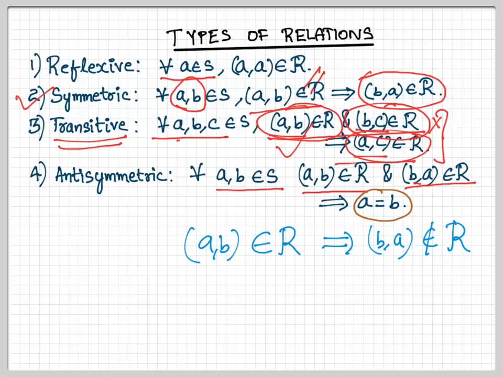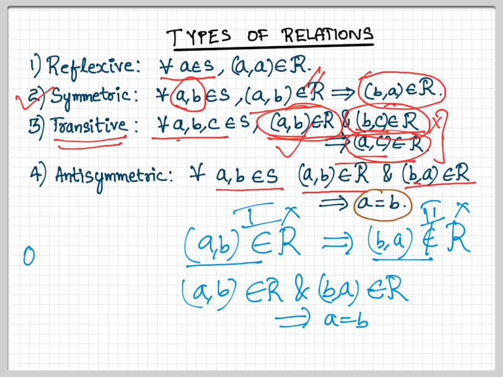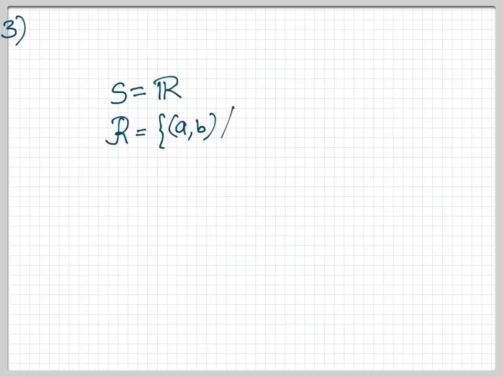Just in case it so happens that (A, B) belongs to R and (B, A) also belongs to R, now this is impossible. This can only happen when A is equal to B. It's a twisted way of saying that only one of them can happen. Both of these cannot happen simultaneously. Only one of them can happen. That is the antisymmetric relation. So let's look at a couple of examples now.